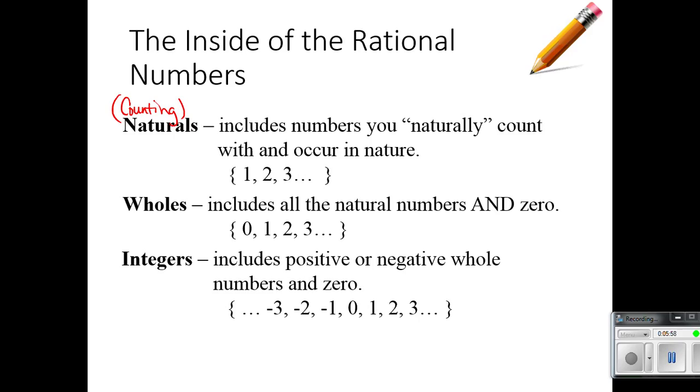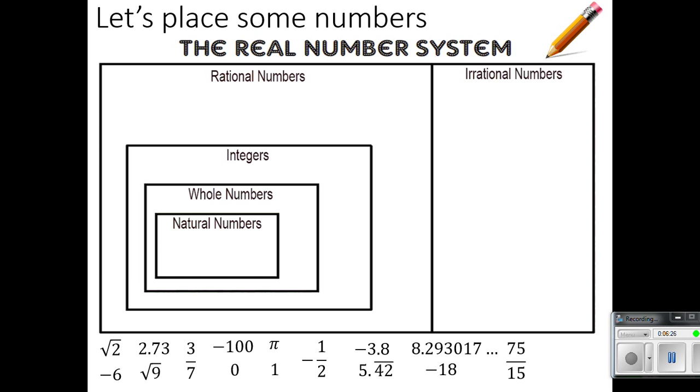Then the next one up, the third doll, would be the integers. The integers include the counting numbers, they include the whole numbers, but now they include a little bit more. They also include the negative whole numbers. So -1, -2, -3, -4. And then from there, everything else would be a rational number. So if it doesn't fit in the natural, then it would go in the whole, or the integers, or the rationals.